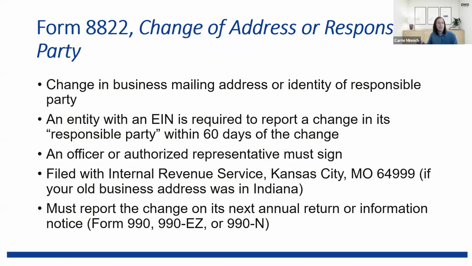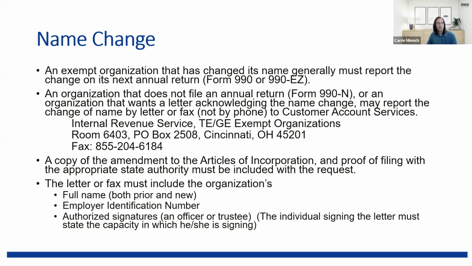If you have a change in address or a change in responsible person, you want to make sure that the IRS is aware of that, because it's very important that they are sending all of their notices, letters, and such to the right individual. So you can use Form 8822 to do that. If you have a name change, you generally report that on your Form 990 or Form 990-EZ. However, if you don't file a 990-EZ or 990 and you file a 990-N, you can contact the IRS either by letter or fax, not by phone, and notify them of that name change.